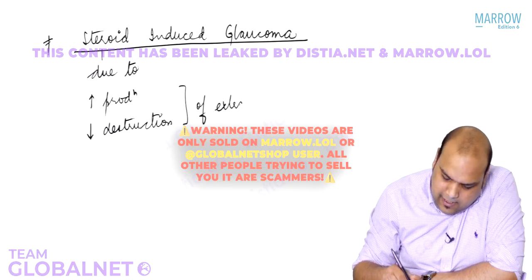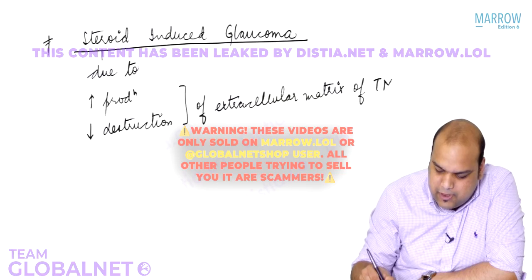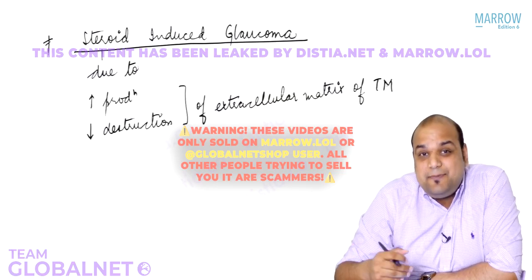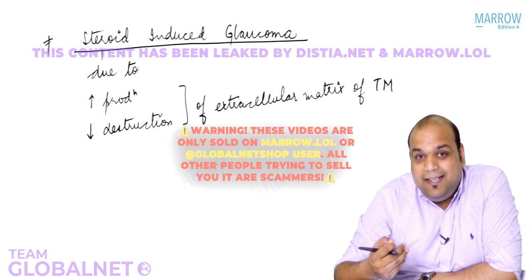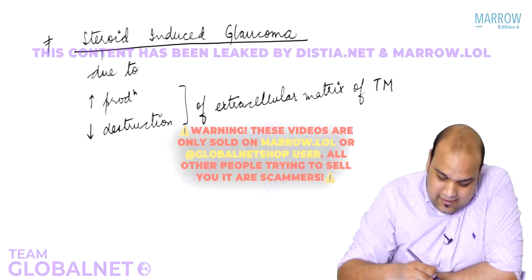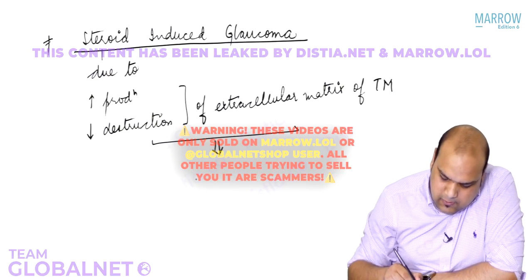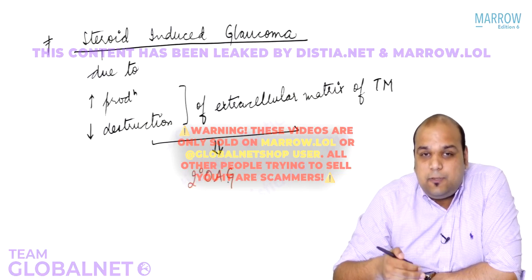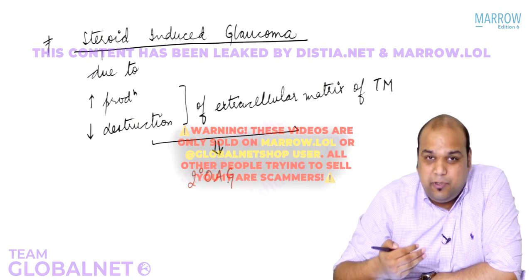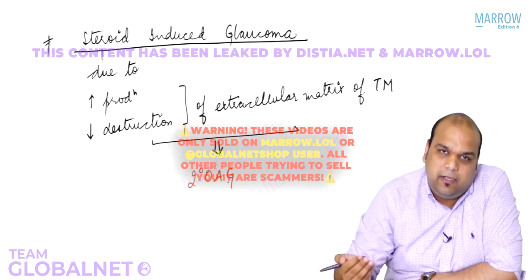of extracellular matrix of trabecular meshwork. So there is more deposition of GAG, the extracellular matrix, everybody, because there is more production and decreased destruction. This basically leads to which type of glaucoma? This leads to secondary open angle glaucoma. There are various theories as to why it occurs. This is the most commonly accepted: increased production and decreased destruction of extracellular matrix of the trabecular meshwork.